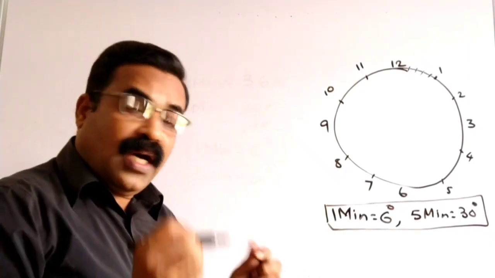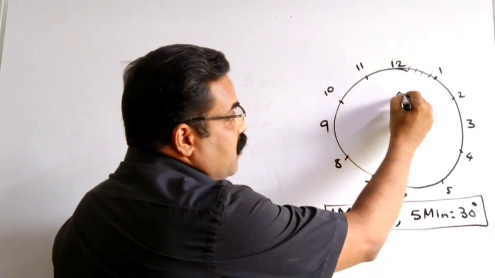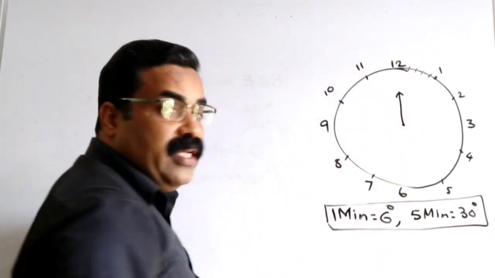Now let me draw the hour hand. The hour hand will be the smaller one. This is the hour hand.